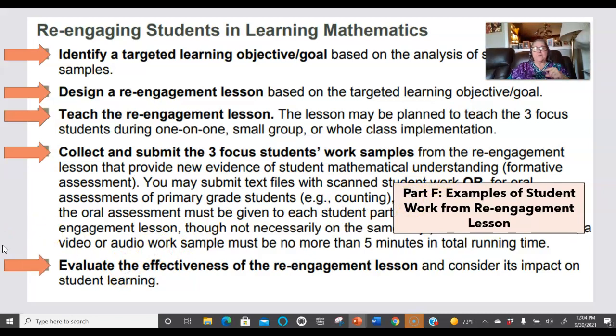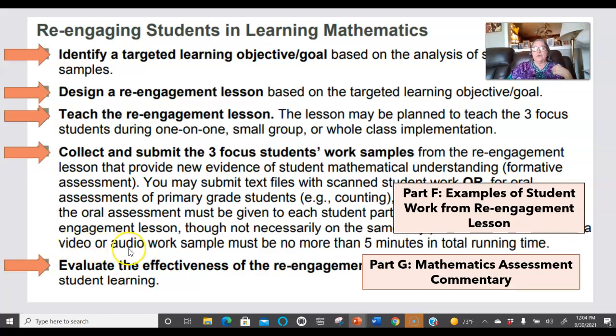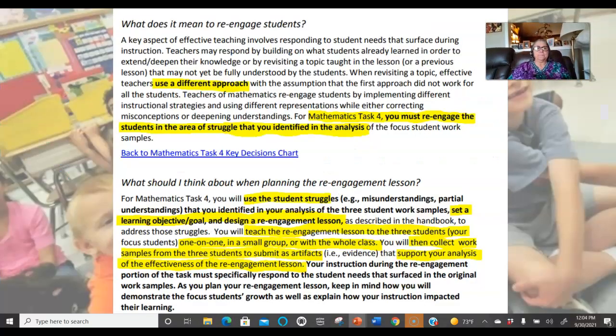Then you're going to evaluate the effectiveness of the re-engagement lesson and think about its impact on student learning. And you'll do that in your commentary, which is in the assessment. Now, one thing that's not brought up very much, when you have this re-engagement lesson that you're designing, you need to remember that you're also creating a new formative assessment. And that formative assessment is going to be put at the end of your commentary. And we'll look at that when we get to the end of this presentation. You'll see how that's done.